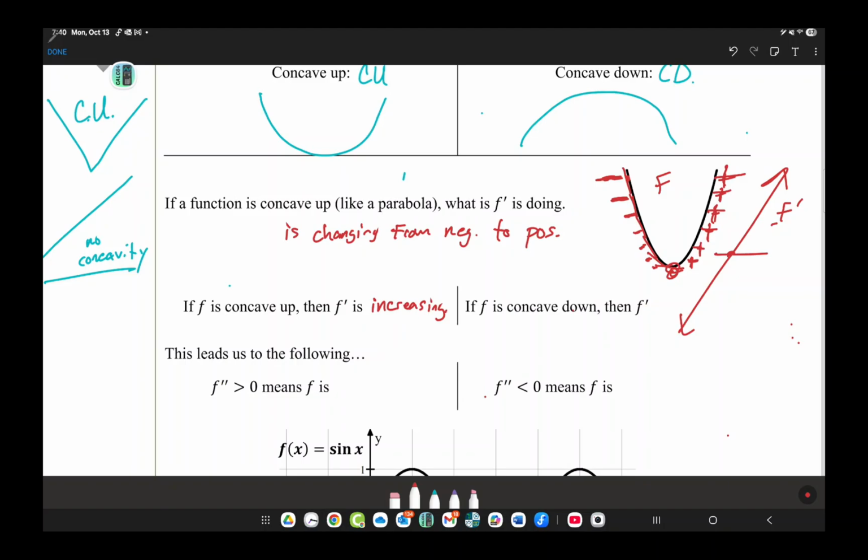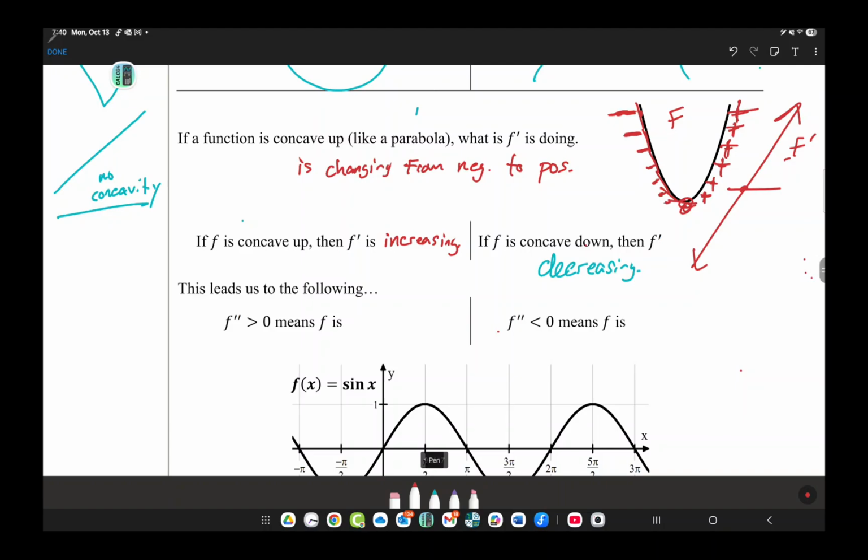Now, if it is concave down, then f prime is what? Decreasing. Now, if the derivative is increasing, what is the second derivative? Well, it's positive. It's above the x-axis. So where f double prime is greater than 0, f is concave up. And if f prime is decreasing, that means f double prime is negative, or less than 0. So that means f is concave down.